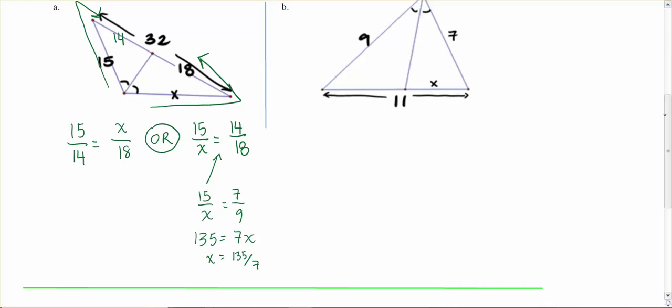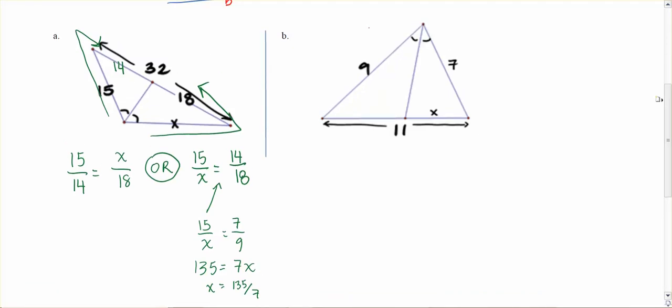In the other diagram, same sort of deal. I got a 9 and a 7 coming out. And then coming back in, I've got this segment and an x. The whole thing's 11, so that means this leftover part is 11 minus the x part. So now what I'm going to do is set up our proportions.